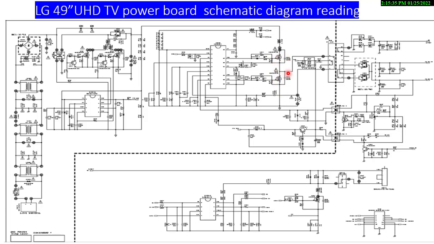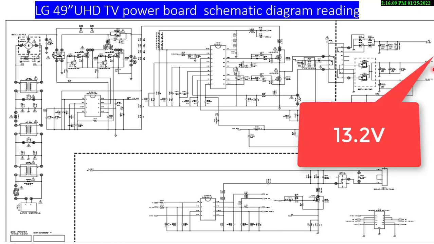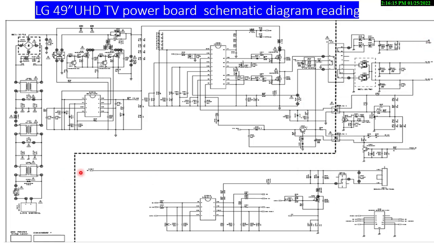These two switching transistors cut the DC voltage from the multi-IC and prepare AC voltage for the chopper transformer, and then this chopper transformer transfers the voltage from primary to secondary. At that time your TV is in working mode, so the voltage at this point is 13.2 voltage. Also the backlight voltage will be output. This one, the backlight voltage output point, is connected with this one.